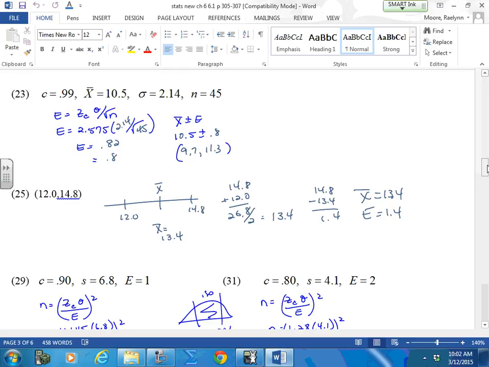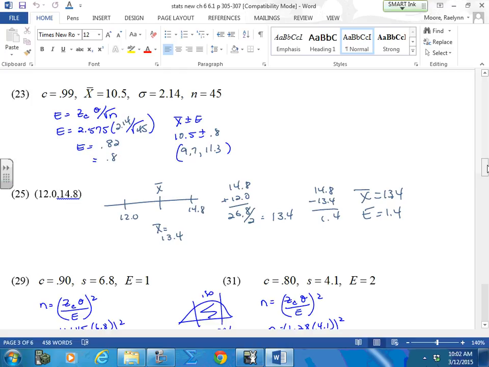Now, number 25 was a nice one. You had to find the mean, and you had to find the margin of error. Use your number line. Write this out on your number line. Doesn't your mean fall in the middle? Isn't it the average of those two numbers? There's a number of ways you could do this. Easiest way, it falls in the middle. When something falls in the middle, you take the average of these two numbers. And there's your middle number.